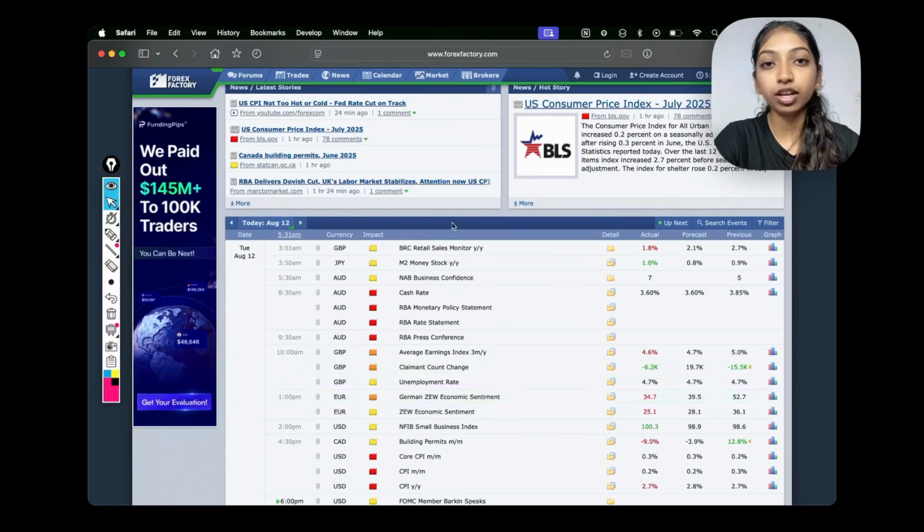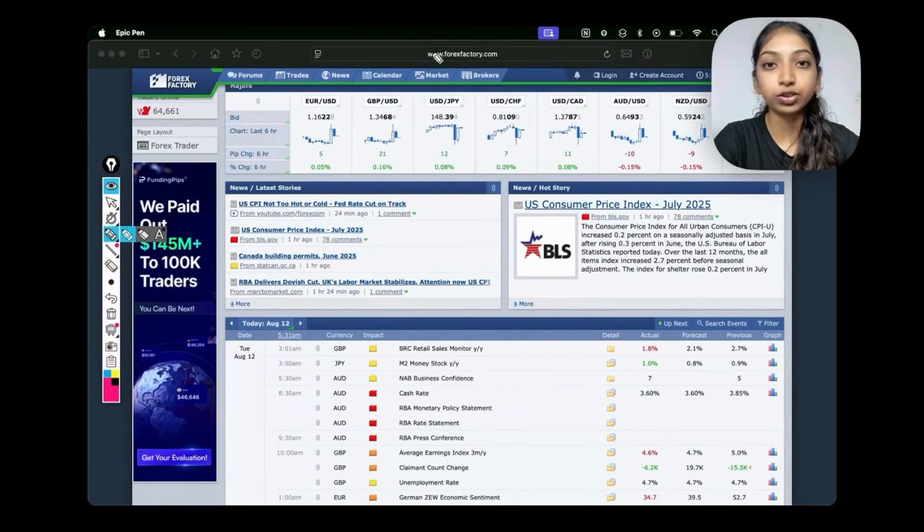Alright, so the first thing that you will see when you open up forexfactory.com is this page. This is not what people come here to look at. People come here to look at this page right here. This is the page 99% of traders come to look at. So let's open that page.